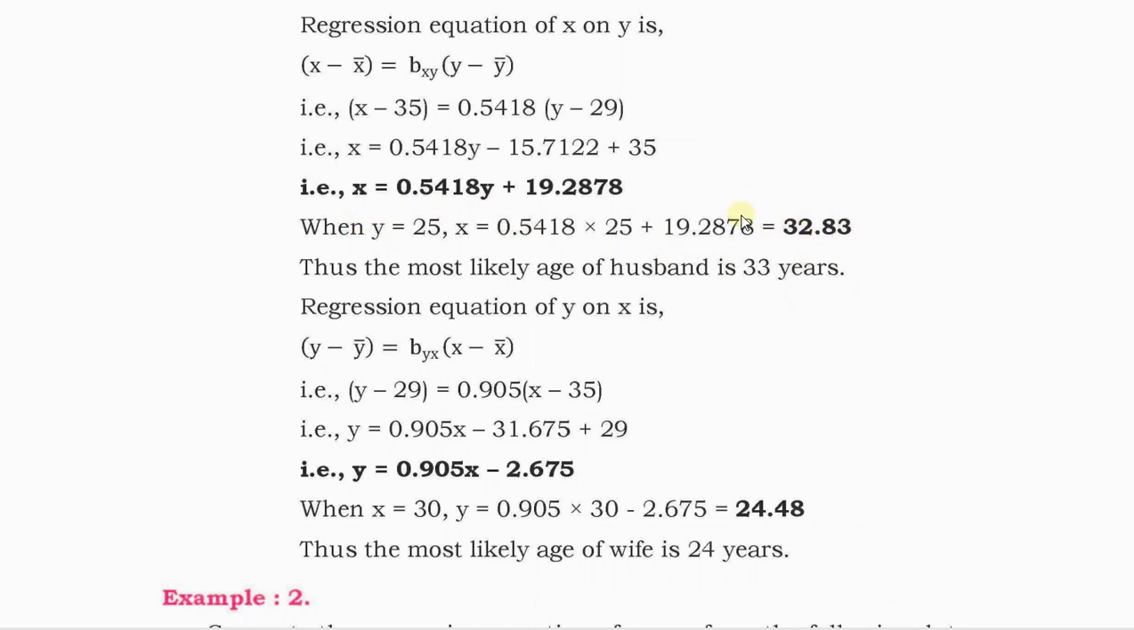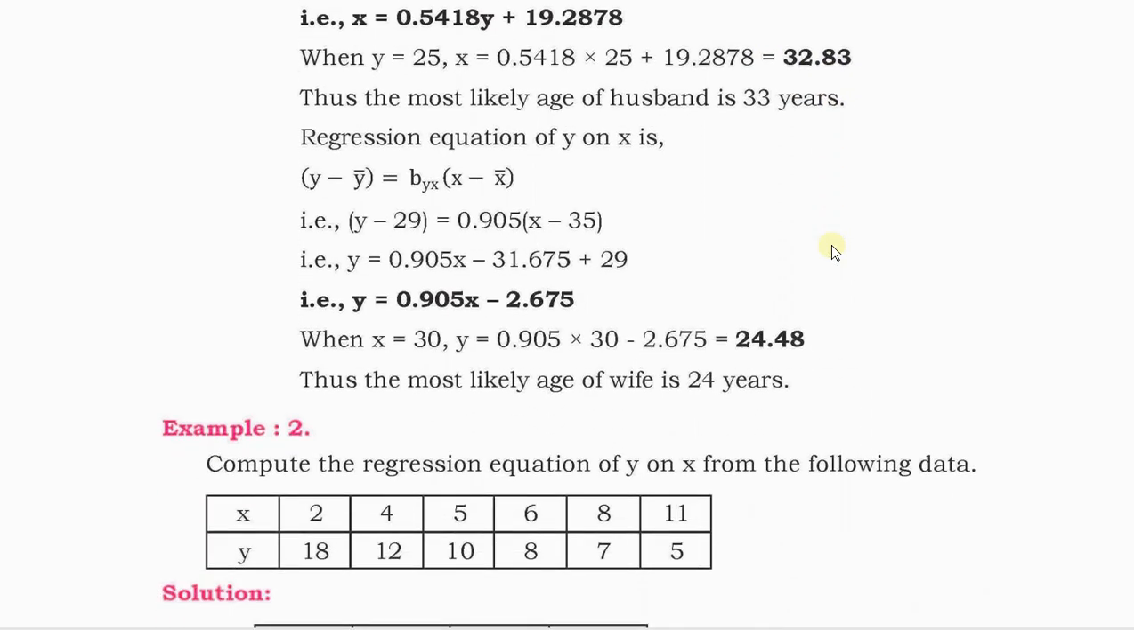So there the age of the husband will be 32.83, that is approximately 33. Next, the second equation to be fit here is the regression equation of y on x, that is y minus y bar is equal to byx into x minus x bar. So y minus 29 is equal to 0.905 into x minus 35.